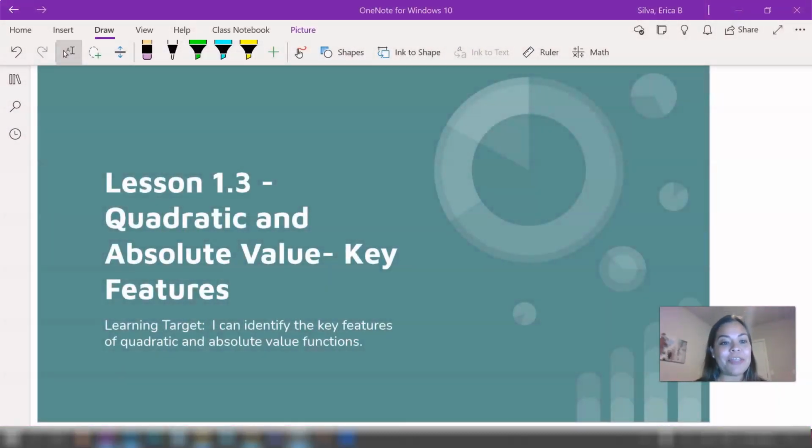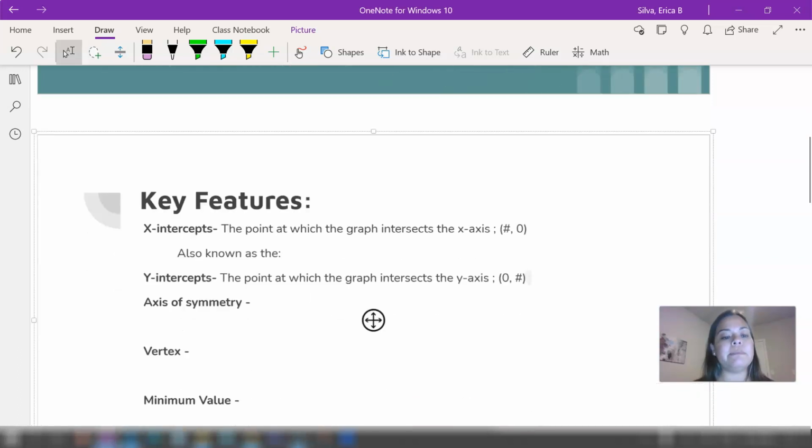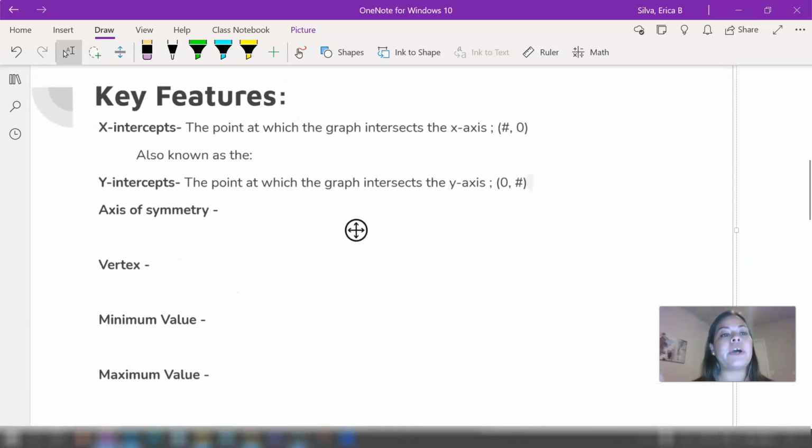And for lesson 3, or 1.3, we're going to be looking at the key features of quadratic and absolute value functions. So our learning target is I can identify the key features of quadratic and absolute value functions. We already talked about x-intercepts and y-intercepts in our previous lesson, where the point where the graph intersects the x-axis is your x-intercept, and your y-intercept is the point at which the graph intersects the y-axis.